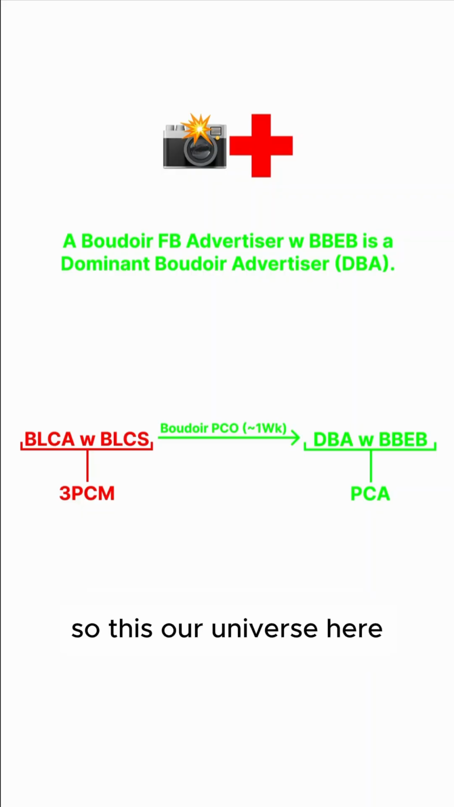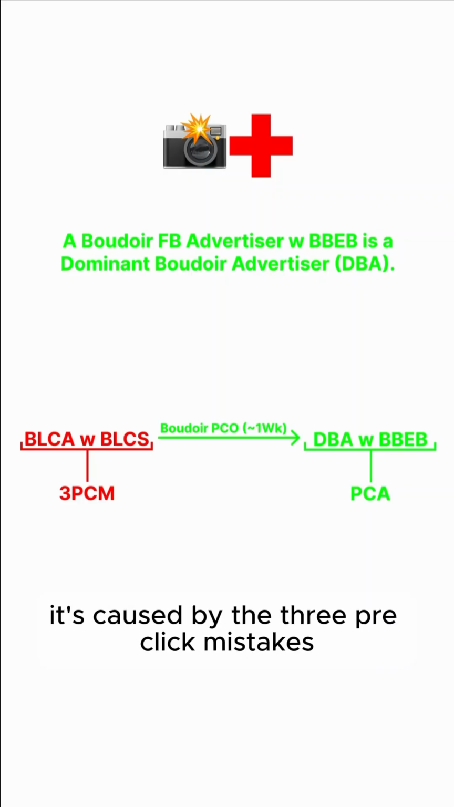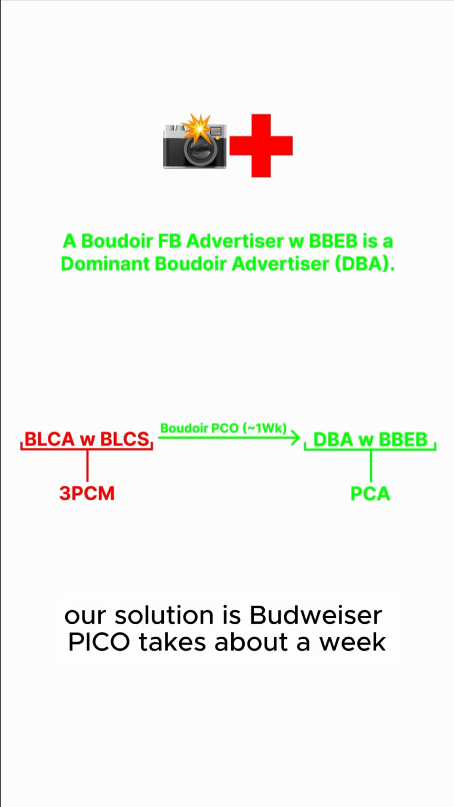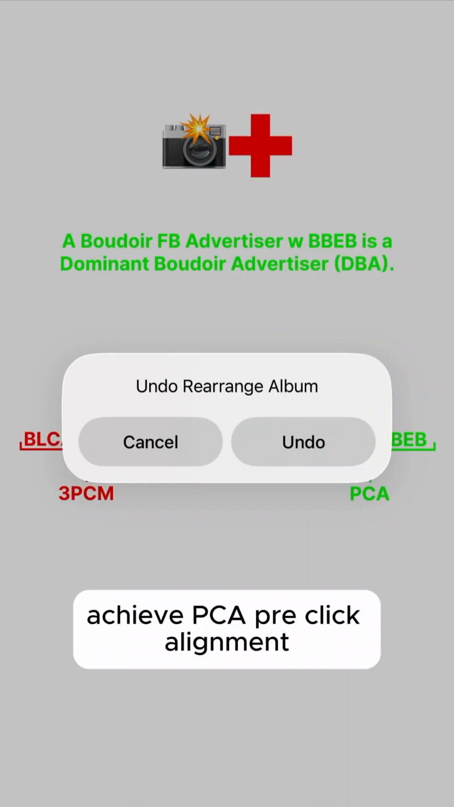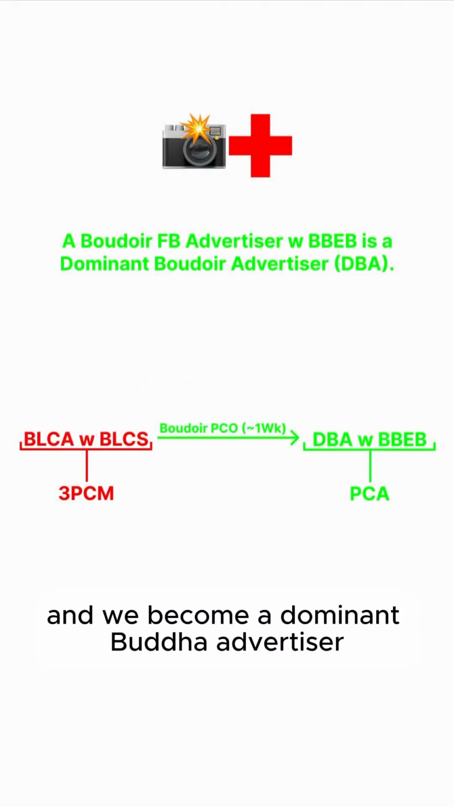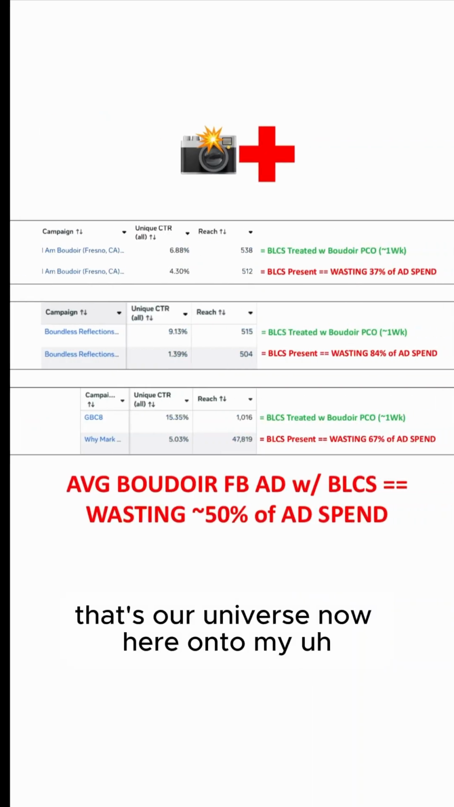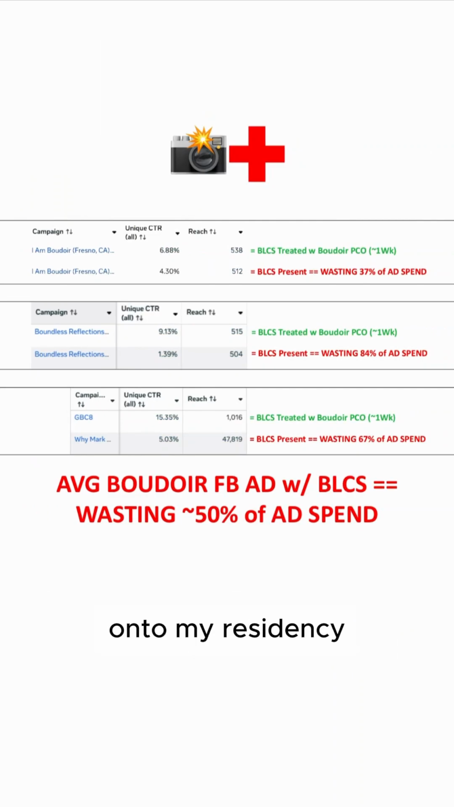So this is our universe here. We got a BLCA with BLCS. It's caused by the 3 pre-click mistakes. And then our solution is Boudoir Pico. It takes about a week. We achieve PCA, pre-click alignment, and we become a dominant Boudoir advertiser with Boudoir brain entry boost. So that's our universe. Now here onto my residency.